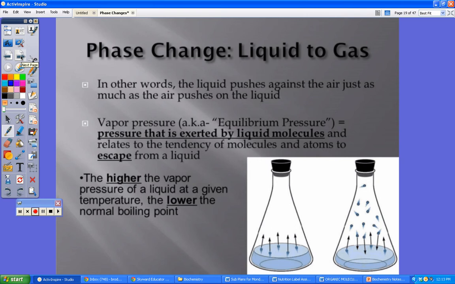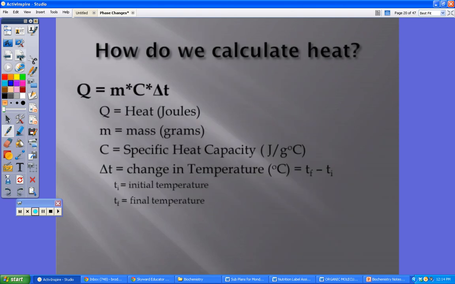Phase changes, liquid to gas. There's this part about vapor pressure that's important. We didn't really talk too much about this, but basically, the higher the vapor pressure, so the more the particles evaporate, the harder it is for the rest of the water to evaporate. That doesn't come into effect on any of the math examples.